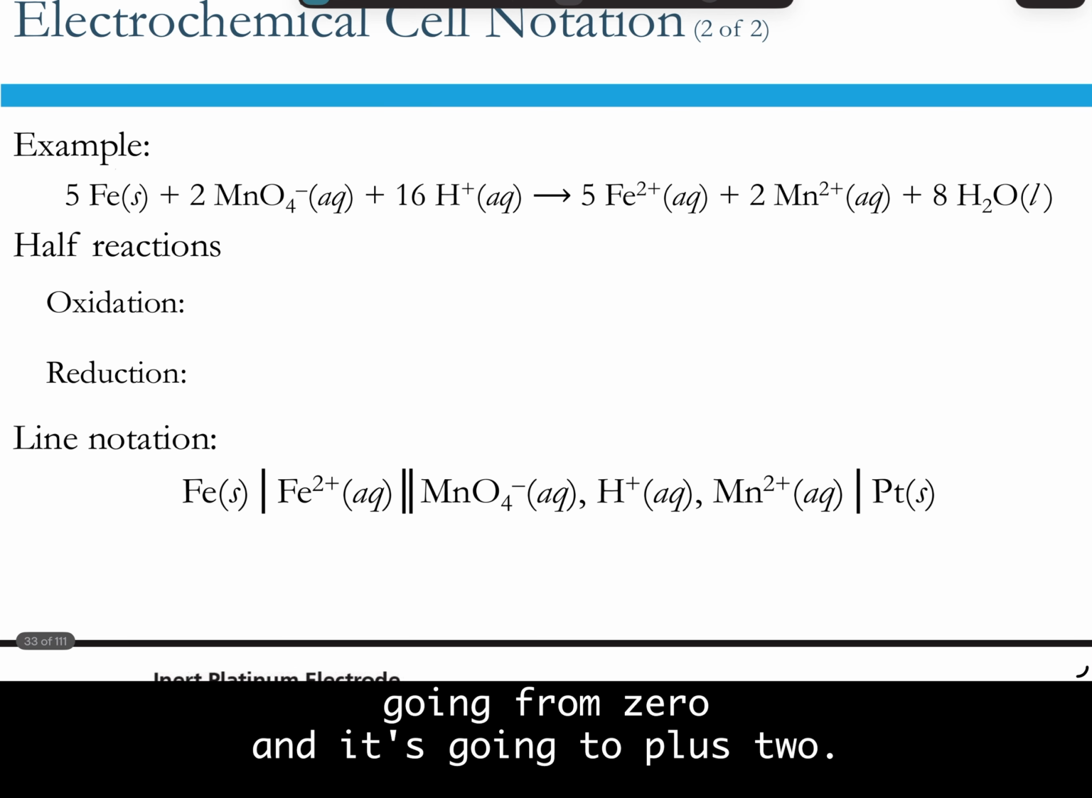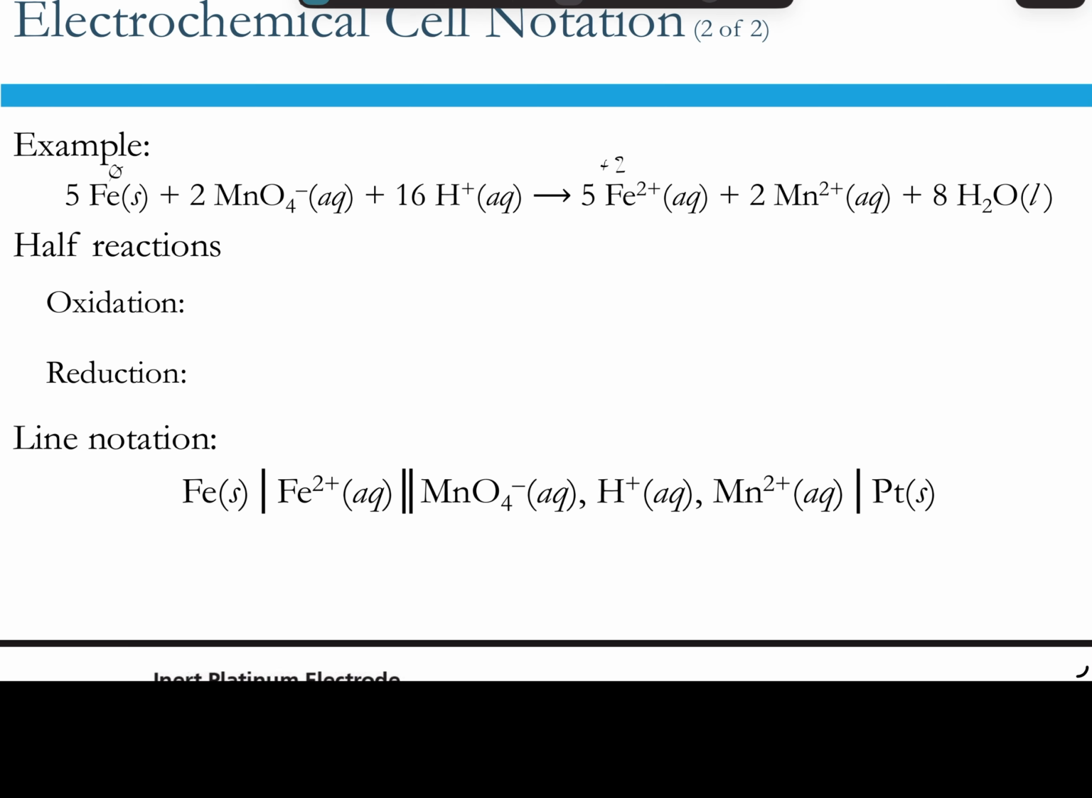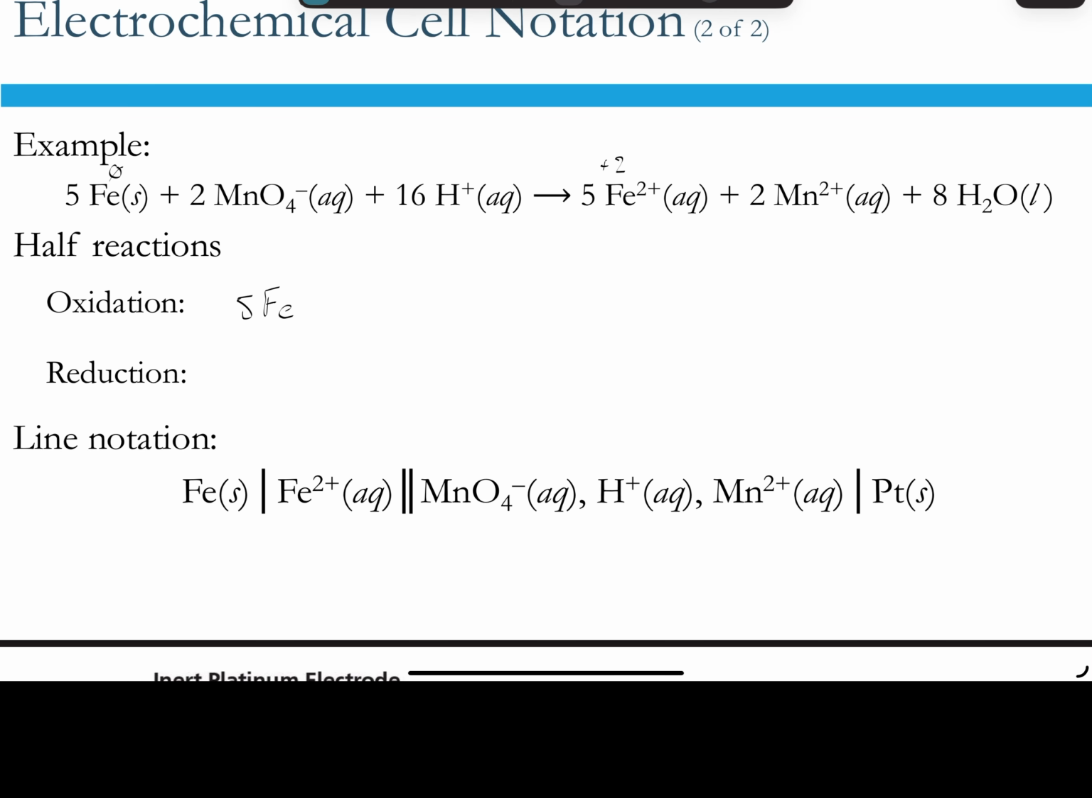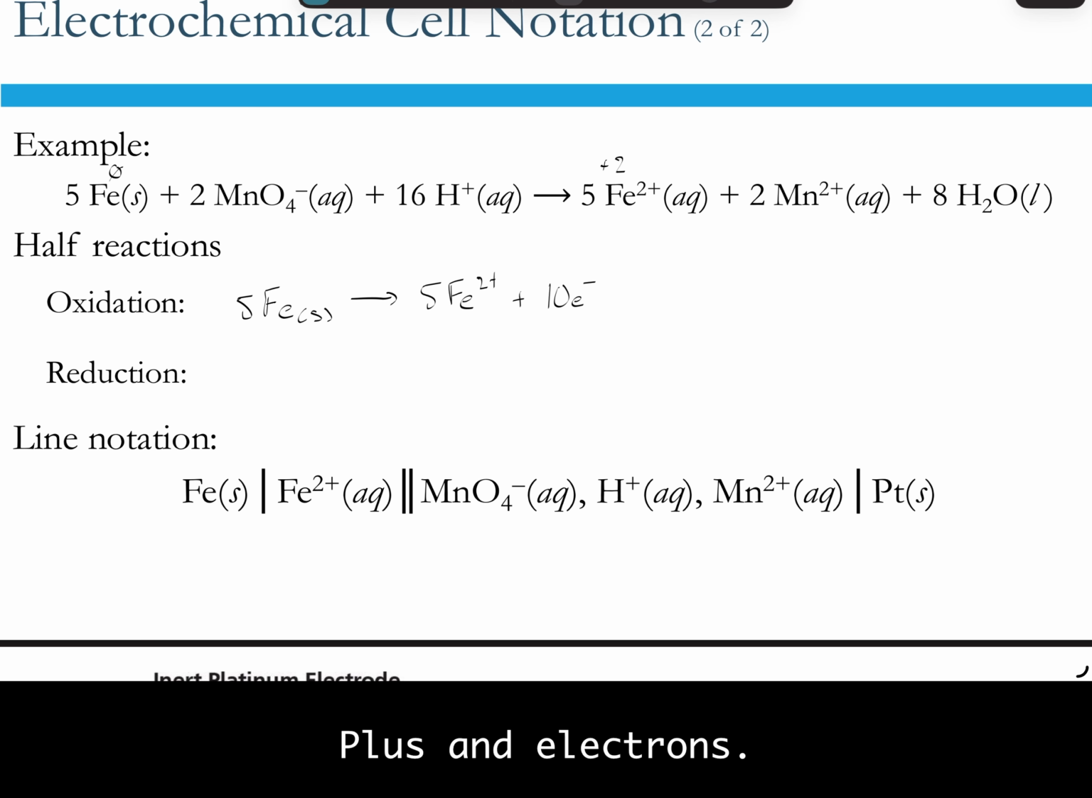So iron's going from 0 to +2. So that's the oxidation. So we can keep this balanced: 5 iron solid goes to 5 iron 2 plus, plus 10 electrons.